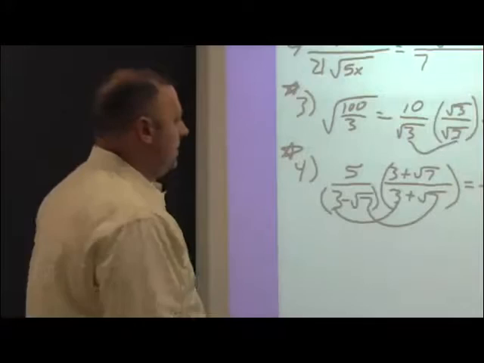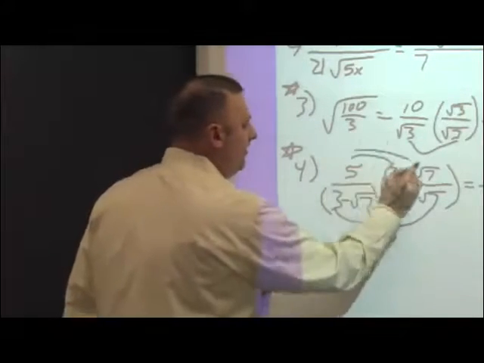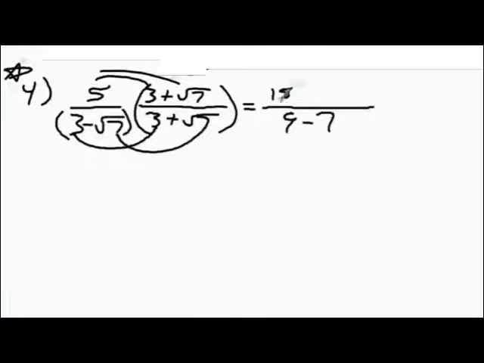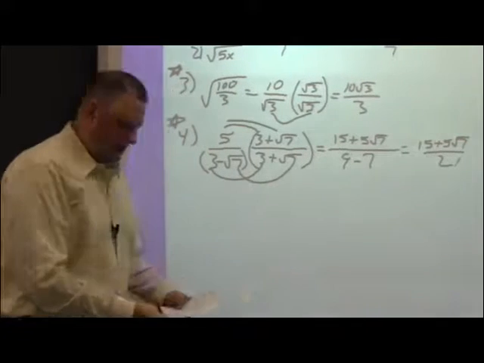Now the top part, what you're going to do is take that 5 and distribute it to both parts. So 5 times 3, that's 15. And then 5 times radical 7, you can only write it as plus 5 radical 7. You cannot multiply those because that's outside a radical. This is inside a radical, so you just basically put them together. All we have to do is clean it up a little bit. We do the 9 minus 7, which is 2. So you have 15 plus 5 radical 7 all over 2, and you're done.